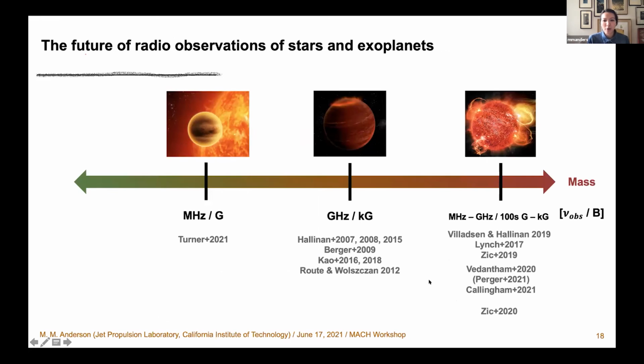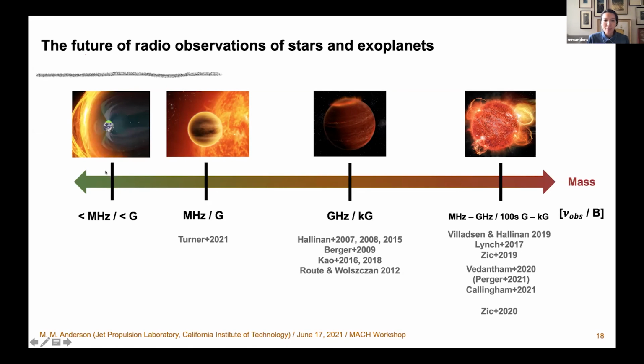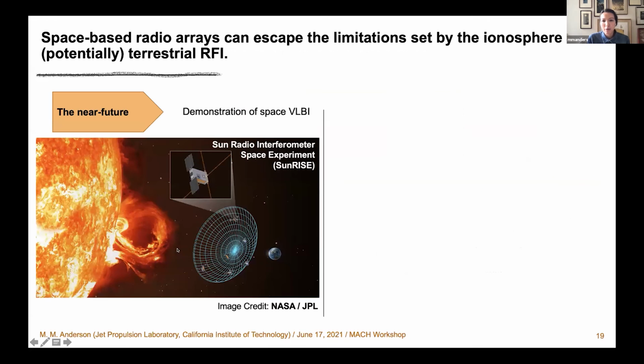So what is the future of radio observations? I put up this map again of our scale of detections ranging from planetary mass bodies up to stellar mass bodies. But what about things that are like Earth? What about terrestrial magnetospheres, where we expect sub-Gauss-ish magnetic field strengths, which requires sub-megahertz observing frequencies? And the answer is space. We have to go to space to get above the limit set by the ionosphere.